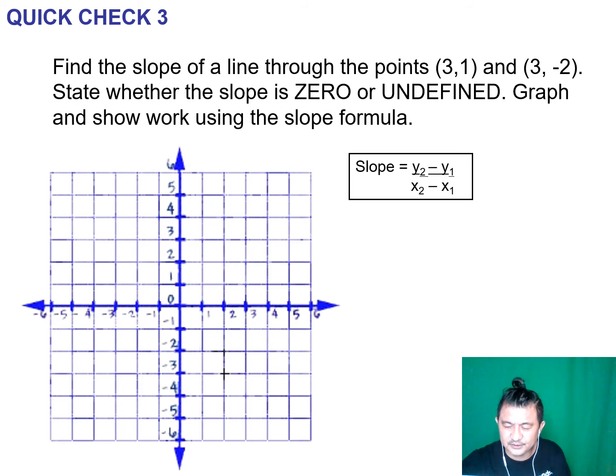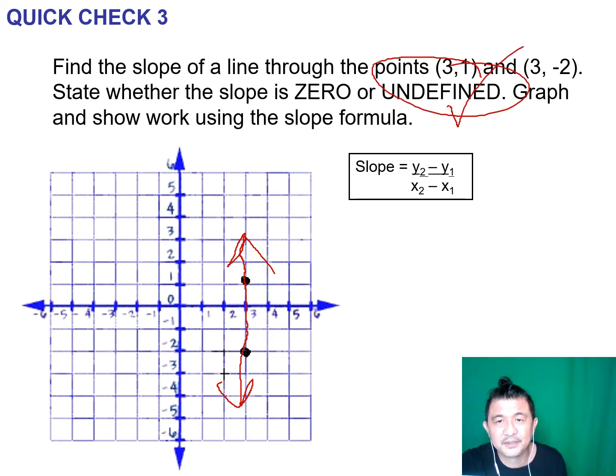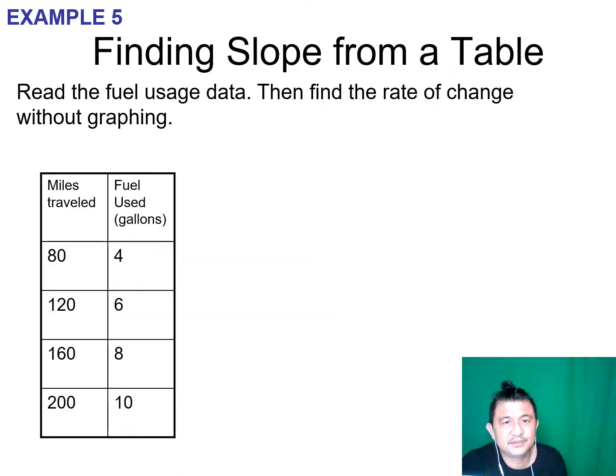Let's do quick check number 3. Let's look at 3 comma 1. 3 comma 1 is over here. There's another point, 3 comma negative 2. Negative 2 is over there. I connect the line. Do I need to solve? Do I need to select 2 points? No need, because it's a vertical line. Any vertical line, the slope is not 0 but undefined. Okay, easy? Undefined.